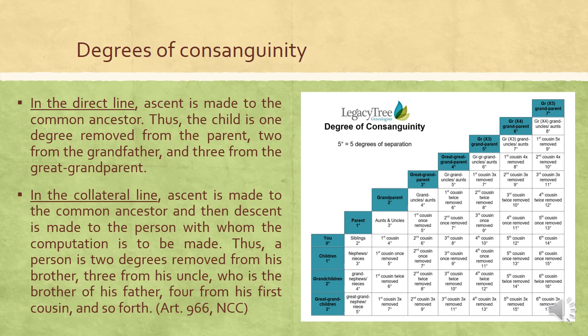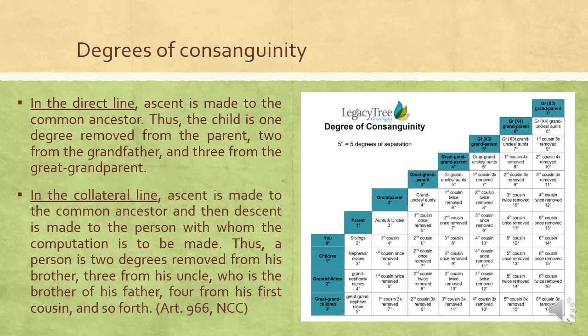In this table, it's already given that you are 4 degrees separated from your first cousin. But for purposes of knowing how to arrive at the exact degree, this is how to do it. Again, this is you. The rule is you must first make an ascent to the common ancestor. Who is the common ancestor between you and your first cousin? Di ba, your grandparent. So, you must go up first.